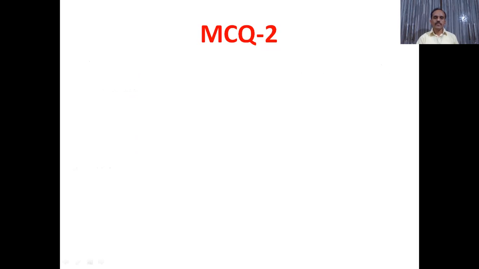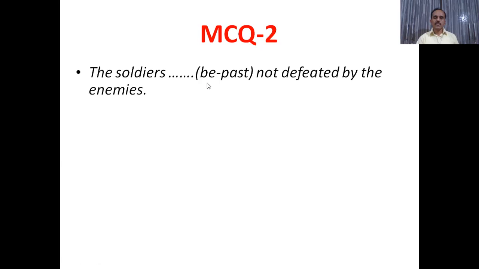Question number two. The soldiers, be past, past tense be form, not defeated by the enemies. Okay, past tense be form, let us see the given past be forms. Is, was, are, were. Yes. So first you decide which are the past be forms, then you select one among them. Right? Good. Here is your answer. D, the soldiers were.